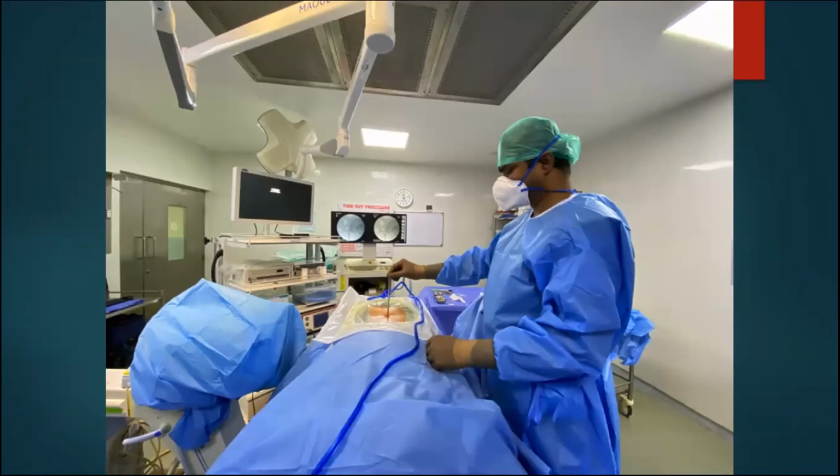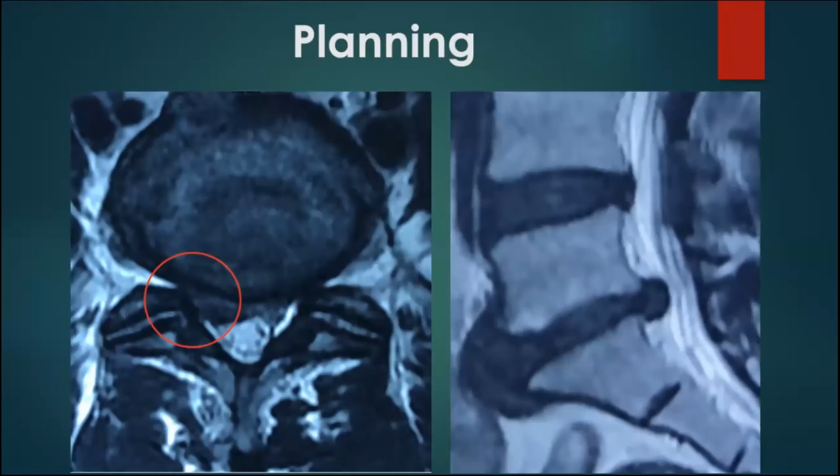Then the monitor is on the right side when we are operating on the left side, and again there is a C-arm monitor with the sister standing on the right side of the surgeon when we are operating on the left side. So planning is key when we are doing interlaminar endoscopy.